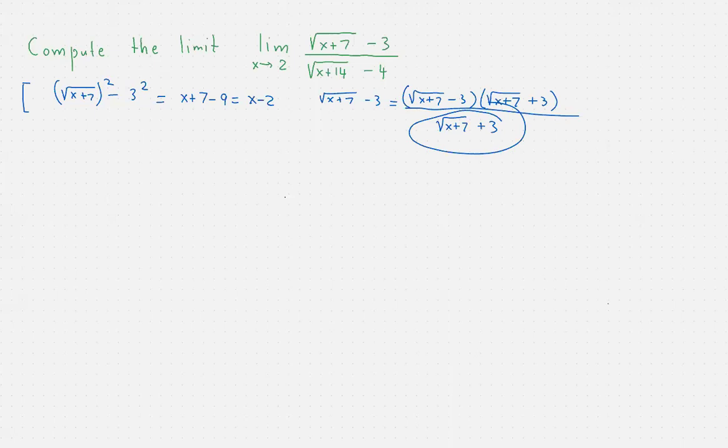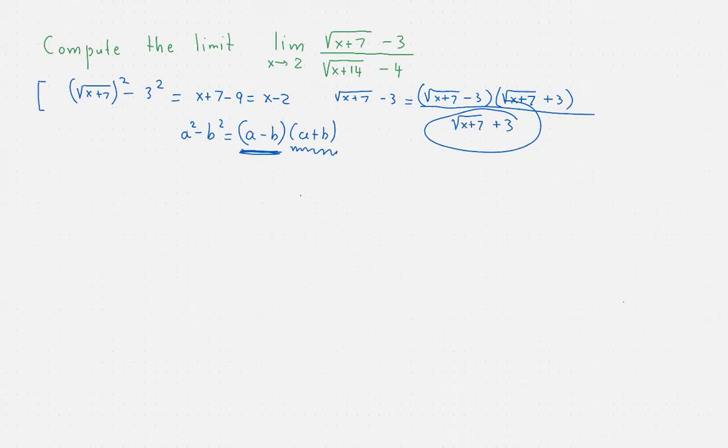At this point also, let us emphasize that the identity at work here is a squared minus b squared is equal to a minus b times a plus b. In our case, we have the a minus b part, and we want to create the a plus b part by multiplying and dividing. In this example, we will have to do this twice, once for the numerator, once for the denominator. So let's get to it.